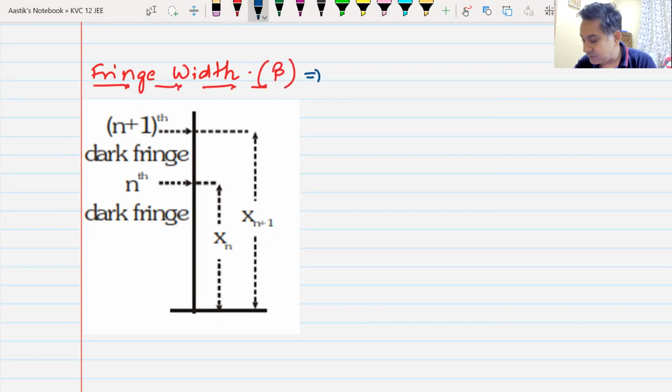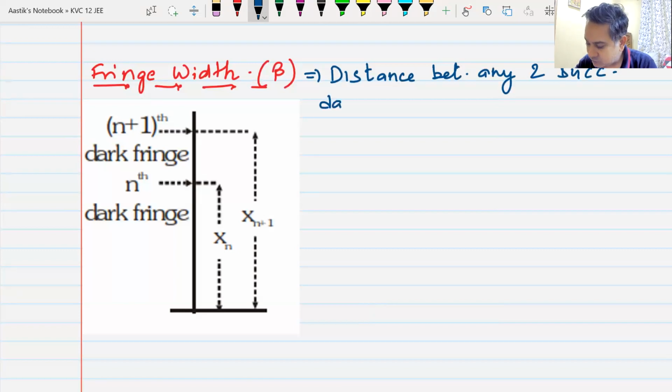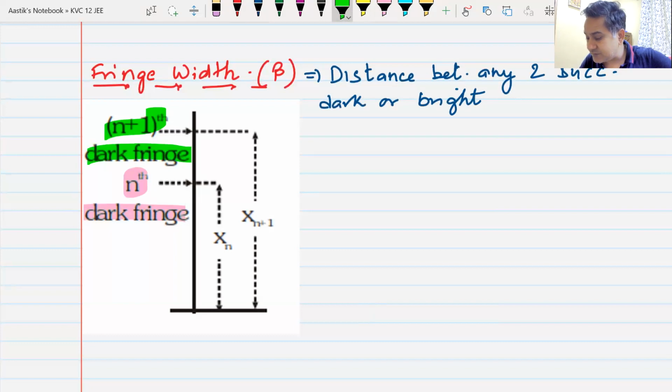So distance between what? Distance between any two successive dark or bright fringes. You take any two successive dark fringes. If you take the first fringe as the nth dark fringe, then you take the next fringe as the (n plus 1)th dark fringe. You find out the distance between them. That is your fringe width.